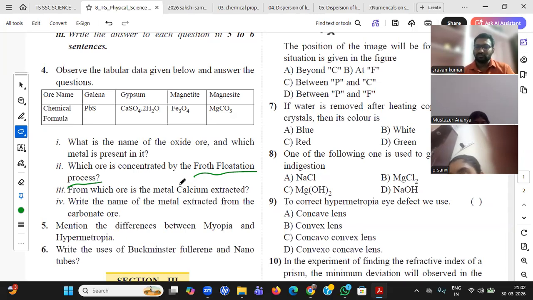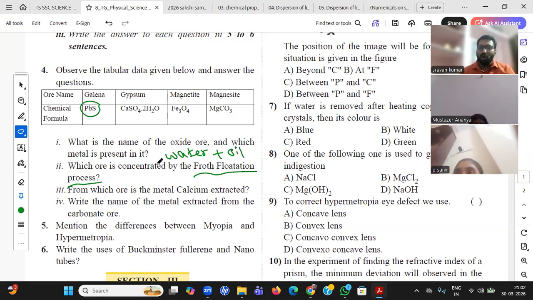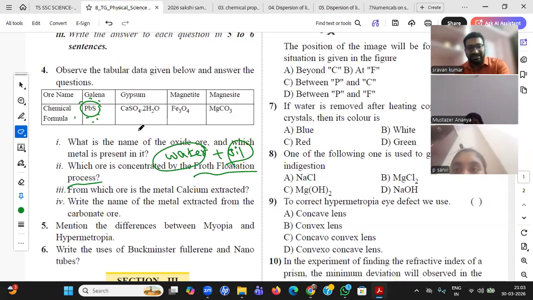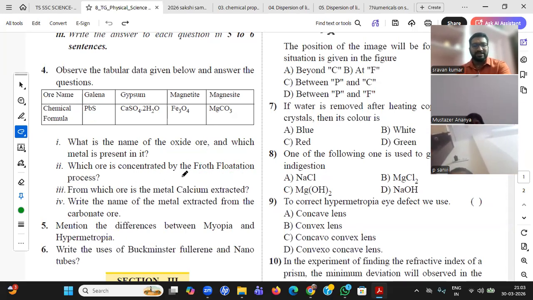Sir, the ore is dumped in a water oil solution. Water and oil. Very good. Okay. So this particular lead sulfide, you see, generally sulfides will be taking Froth flotation process. You will dump this lead sulfide in water plus pine oil. What will happen, student? All the sulfides will be attached to the oil. All the other things, other than the sulfide, they will be attached to the water. By that way, you can enrich the particular ore. Okay. So which ore is concentrated by Froth flotation? Lead sulfide. It's galena ore. You need to write galena ore.